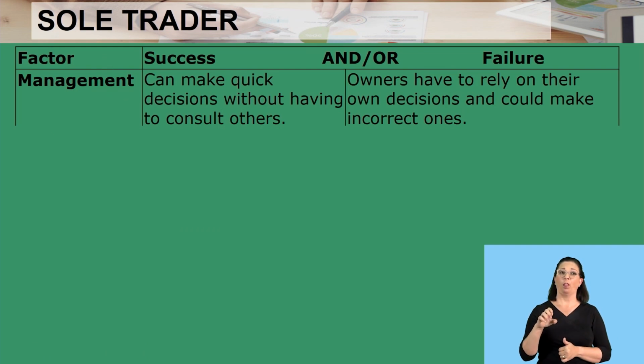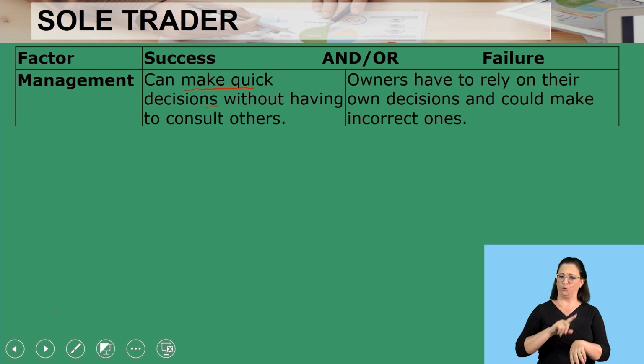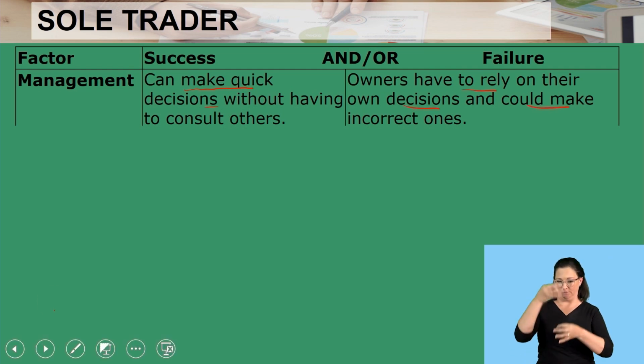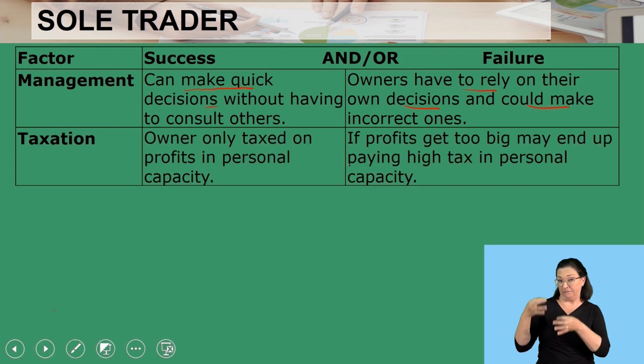A sole trader is a business owned by one person. This form of ownership would allow the owner to make quick decisions without having to consult others. However, the failure is that owners have to rely on their own decision making and could make incorrect ones. So they can make incorrect decisions.